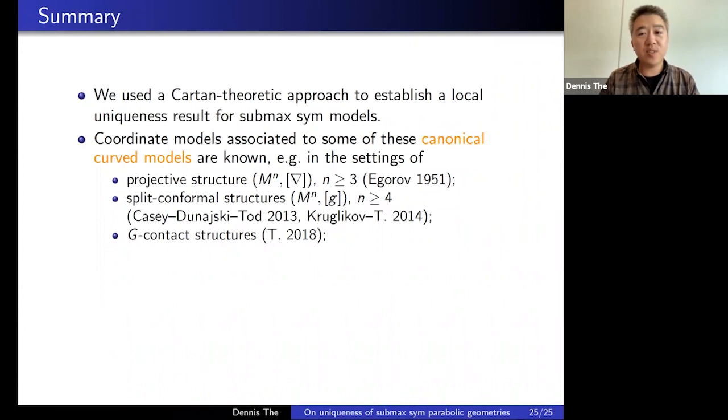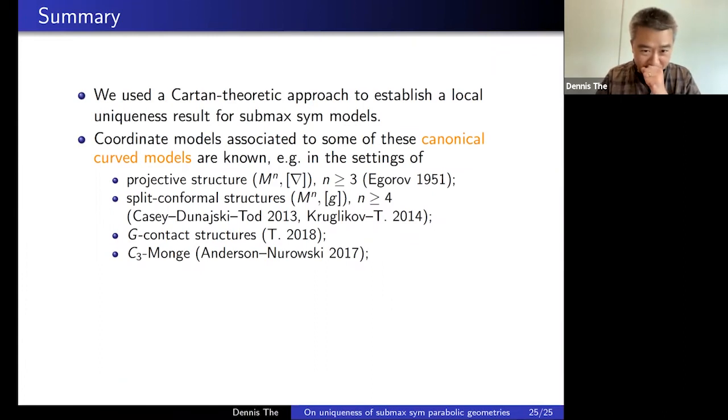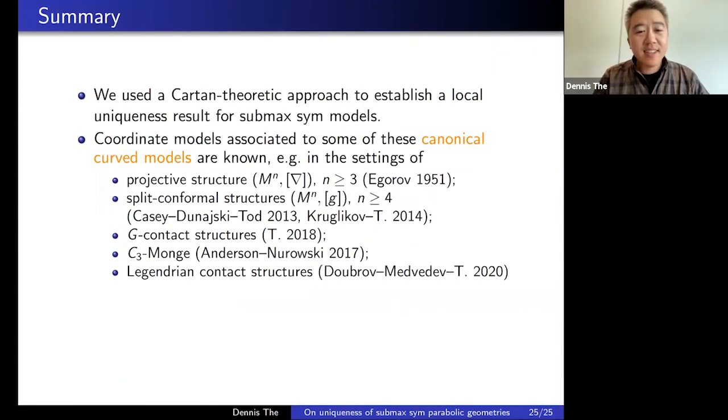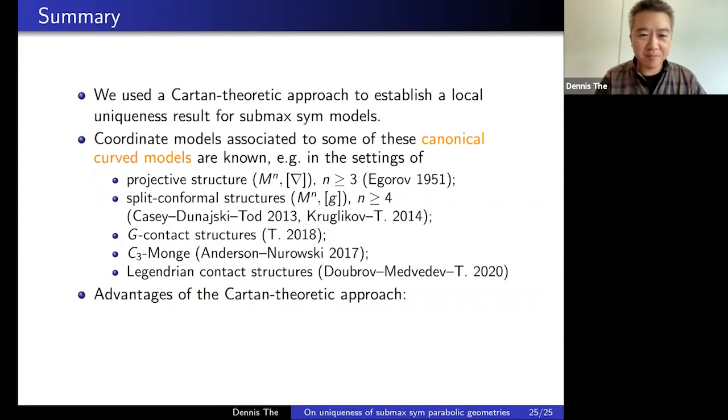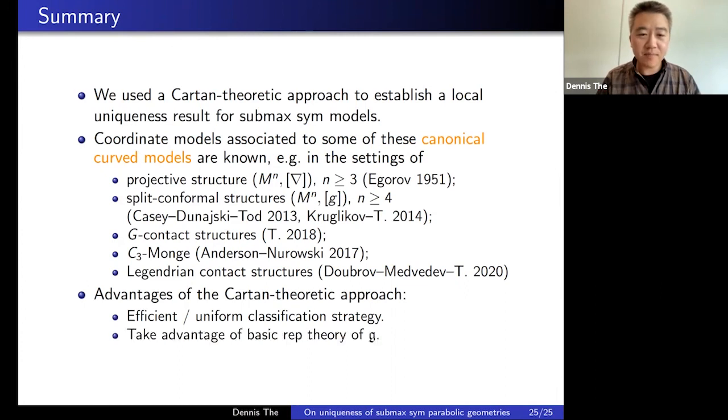G2 contact structures: these coordinate models were stated in a paper I wrote in 2018, like the E8 contact structure. How do you write that down? C3 Monge, studied by Anderson and Náhrowski. Legendrian contact structures or para-CR structures: this is work with Dubrov and Medvedev. Advantages of the Cartan theoretic approach: you have an efficient and uniform classification strategy, and we really take advantage of the basic representation theory of G. Things can be done by hand here. Okay, so I think I will stop there. Sorry for going over time. Thanks.